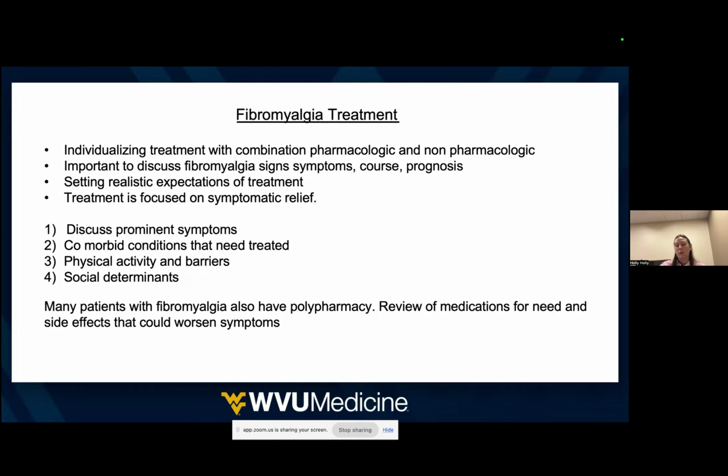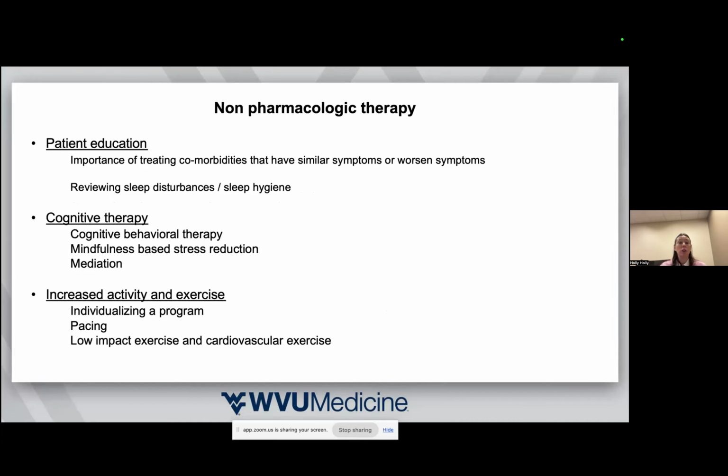So a lot of times for fibromyalgia, it's taking a lot of time, reviewing medicines and results, and explaining these symptoms to patients rather than just a quick refill of a medicine. So non-pharmacologic things that we think about, patient education is key. And one of the first things we really need to focus on with patients is making sure that they understand.